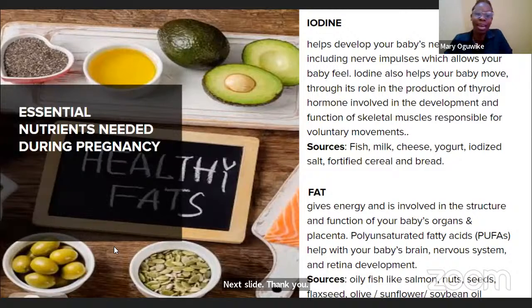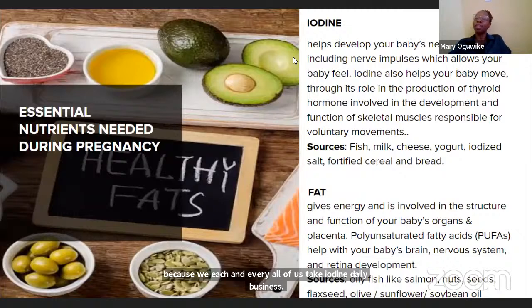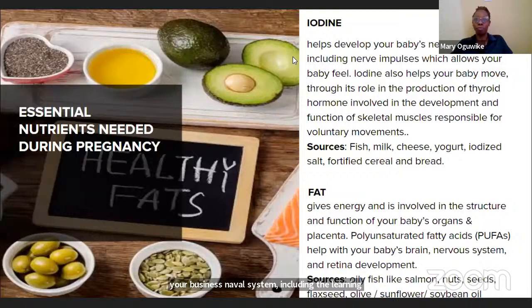So the next one here is iodine. I'm sure this is another nutrient that everybody knows, because each and every one of us takes iodine on a daily basis. Now, what does iodine do for you? It helps to develop your baby's nervous system, including the nerve impulses, and this helps your baby feel. Like some of us that have undergone pregnancy, when your baby is kicking and you tap your tummy to calm the kicking down, your baby is able to feel the tap, and then your baby can stop kicking because of why? Iodine.